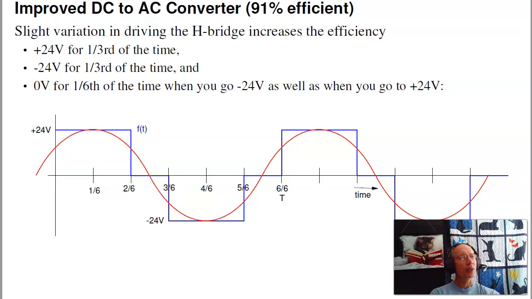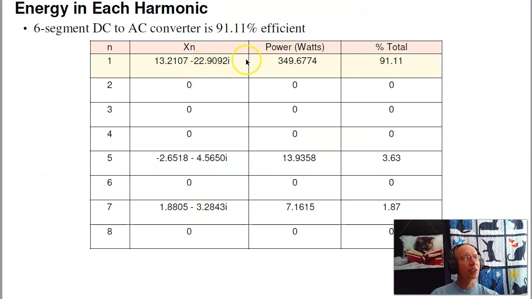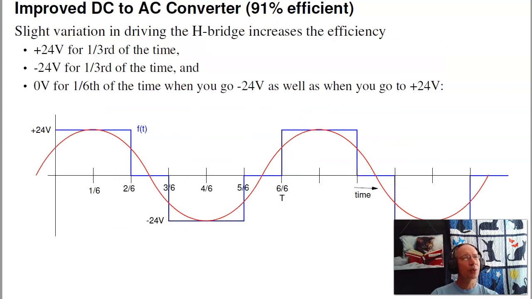You can do better. With an H-bridge, I can have it turn on, coast, turn off, or go negative, coast, go positive, coast, go negative. If I do it in this form, I actually get 91% efficient. To see that, I take the Fourier expansion of that waveform, and it turns out in this case there is no third harmonic, just a fifth and seventh harmonic. 91% of the energy is in the first harmonic. So this would be a DC to AC converter that uses an H-bridge that's 91% efficient.